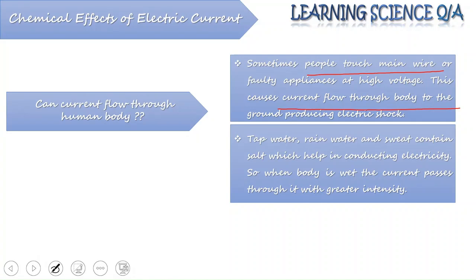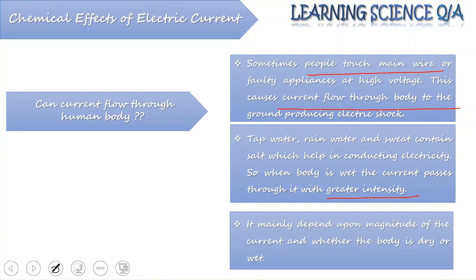Now, what do we mean by greater intensity? It doesn't mean that the voltage of the current will increase. It just means that the severity of the injury will be increased. That means the severity of the shock will depend on the magnitude, that means how much current is flowing through that wire, whether the body is dry or wet.